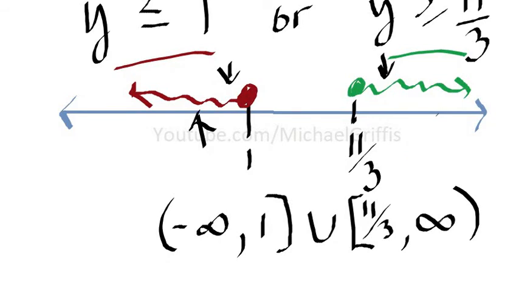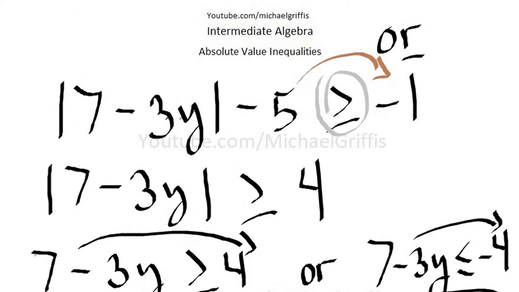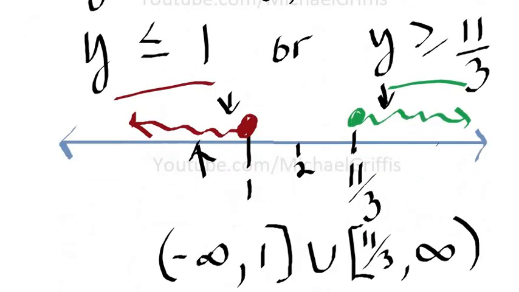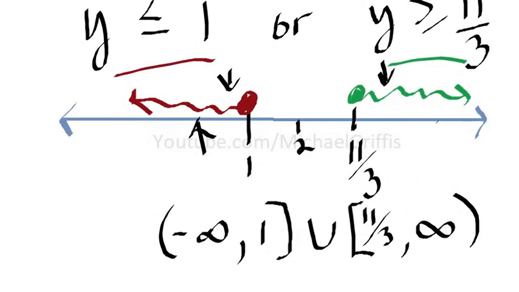What if you plugged in 2 into this? Well, it should be false. If you plug 2 in, let's just do that real quick. 3 times 2 is 6. 7 minus 6 is 1. The absolute value of 1 is 1. 1 minus 5 is negative 4. Is negative 4 greater than or equal to negative 1? No. So that would be false. Alright, just plugging some numbers in and checking it out.